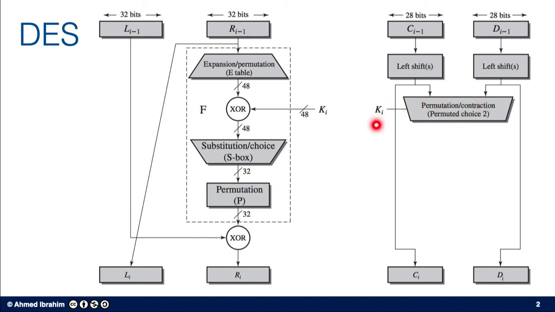So, if this was the first time this process happens, it will produce K1, which will be used with round 1. If it was the second time, then this will produce subkey 2, which will be used with round 2, and so on. Second, the output of these left shifts acts as the input to the next subkey generation process.